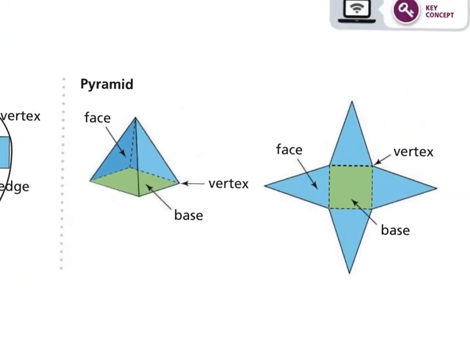This pyramid, the base, that green side, looks to be a square. Again, just to be safe, if you want to call this a rectangular pyramid. If they marked the sides for us, to where we know all these sides are the same, then we definitely could call this a square pyramid.